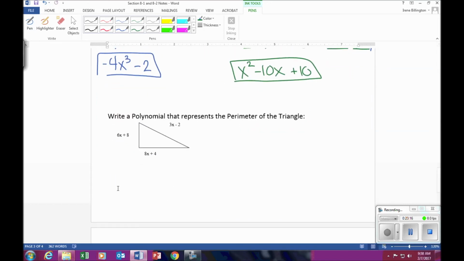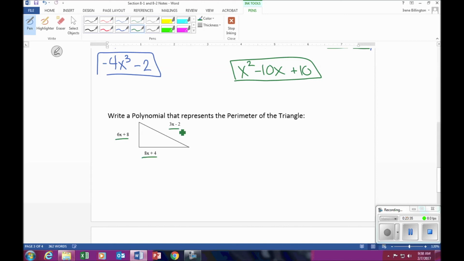Okay, last on addition and subtraction, we're going to look at perimeter. We know that perimeter is adding all of the side lengths together. Okay, to find the length around a figure, to find the perimeter, you add together all the sides. So if I want to write a polynomial that represents the perimeter of this triangle, I'm going to do so by adding all the sides.